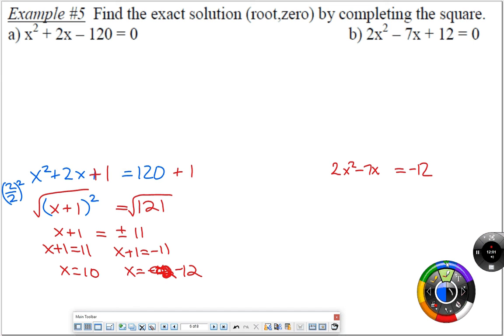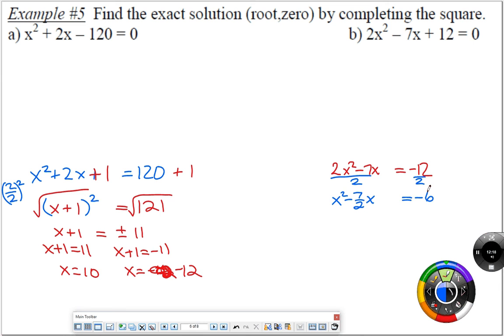The 2 can't be here. Otherwise, we can't split it up the way we did. That shortcut doesn't work. So if I divide everything on this side by 2 and everything on this side by 2, and now I'm going to complete the square.